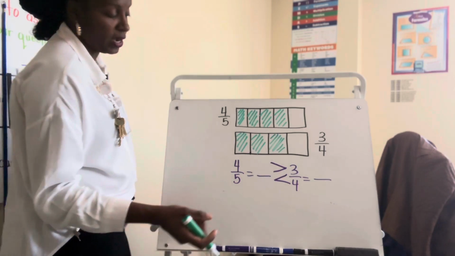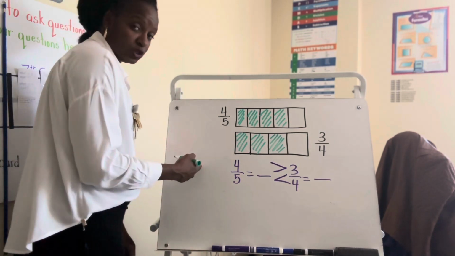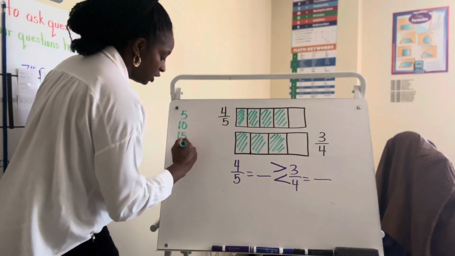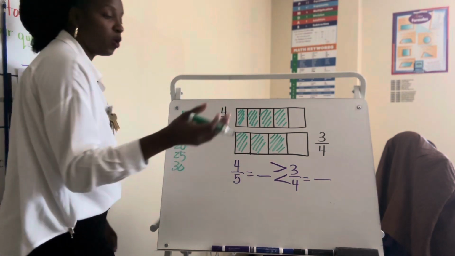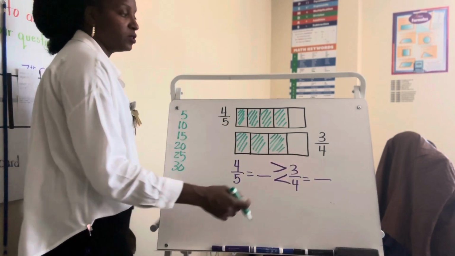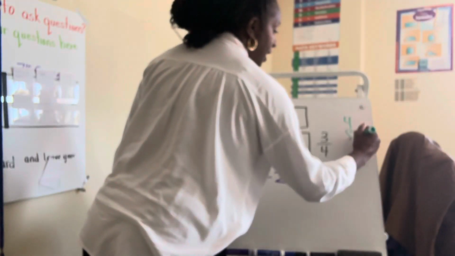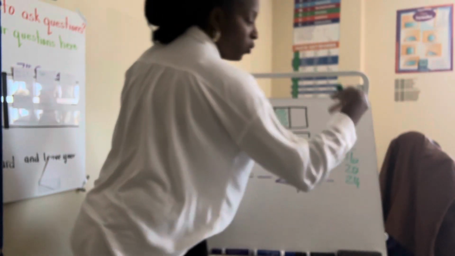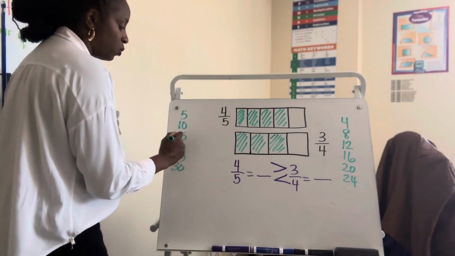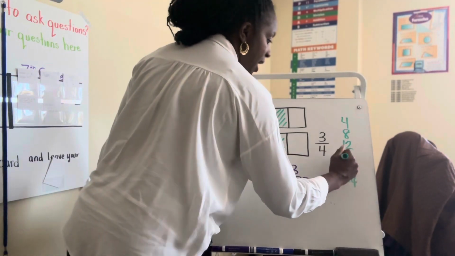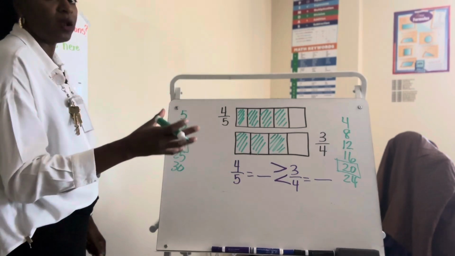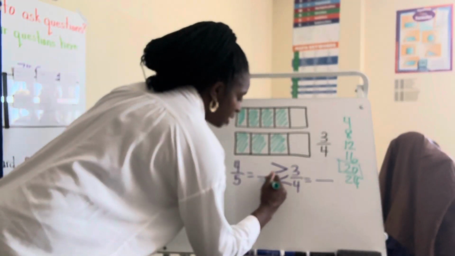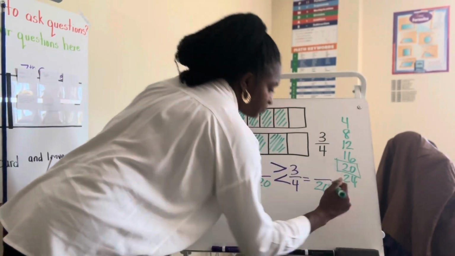We know that it's 20 because we know that the multiples of 5 are 5, 10, 15, 20, 25, 30. We could go on and on. But we know that the multiples of 4 are 4, 8, 12, 16, 20, 24. We could keep going. But we stopped at 20 because it was the common number, but it was the smallest or least common number that they have. So we're going to use 20 as our new denominator.